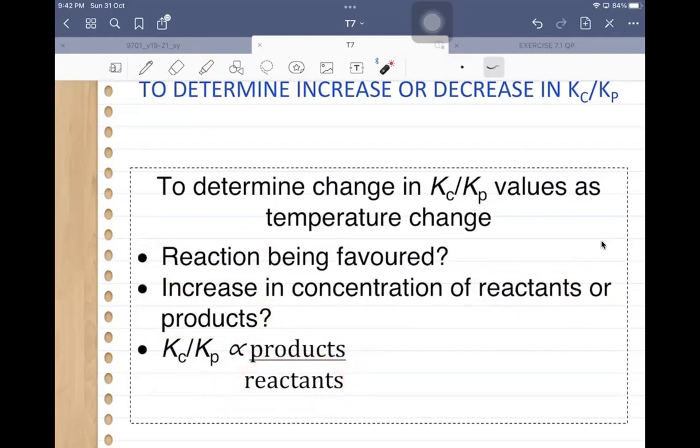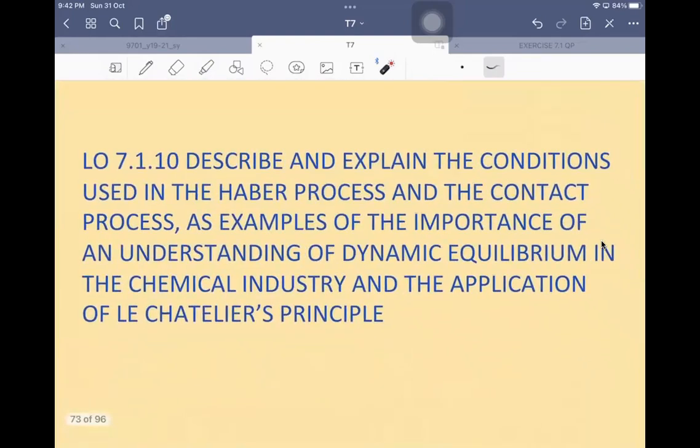Okay, moving on. We are now moving away from Kc and Kp. We want to describe and explain the constant conditions used in the Haber process and the contact process. Now, I am sure you are all familiar with these two processes already, but now I want to explain why we use the conditions. Maybe in O-level you have learned the conditions for each of these processes to work at optimum rate. Okay, optimum means the best or the maximum rate.